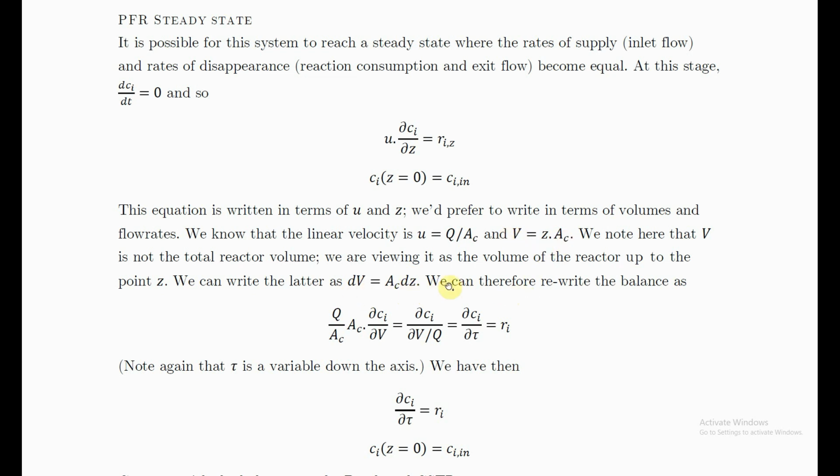And so you can substitute u equals q over ac and dv equals ac dz, both these in here. Substituting for u, you can write q over ac there. And in terms of dz down here, we can say dz equals dv over ac. So dv, and then the ac goes up there. And then you've got ac and ac, so those acs can cancel, leaving us with, you can bring this q down here, and so it's dv over q. And then, of course, v over q is tau. So we can rewrite this as di ci di tau equals ri.